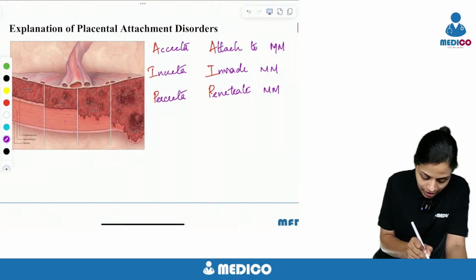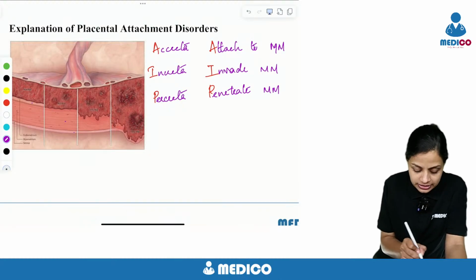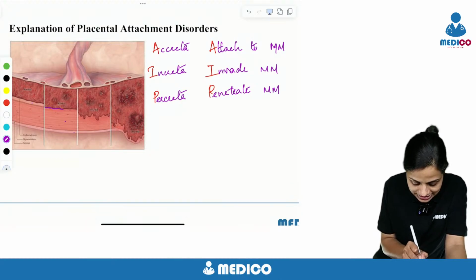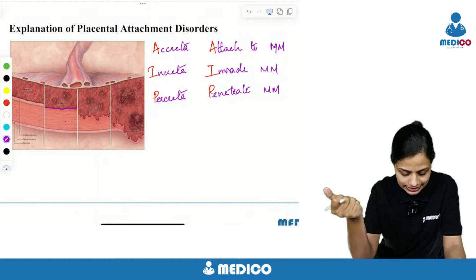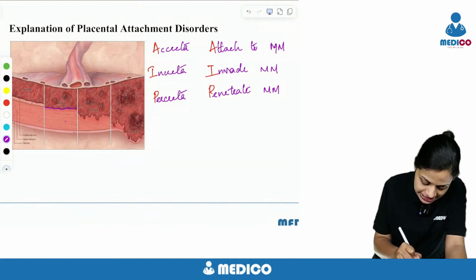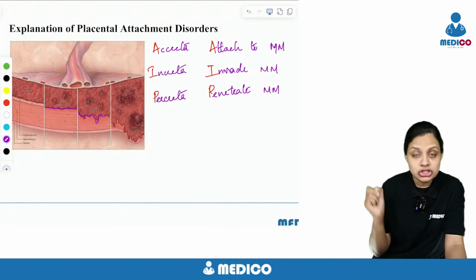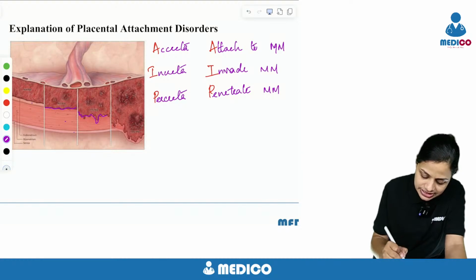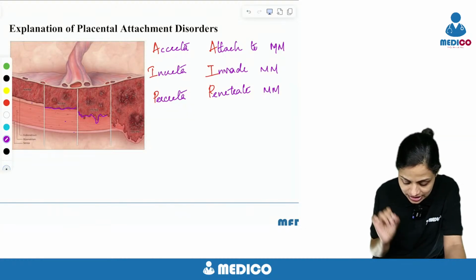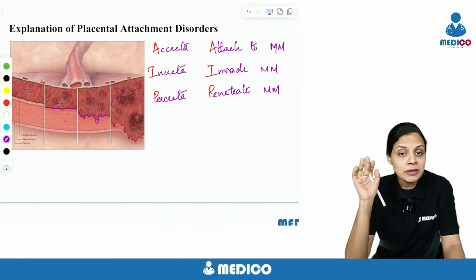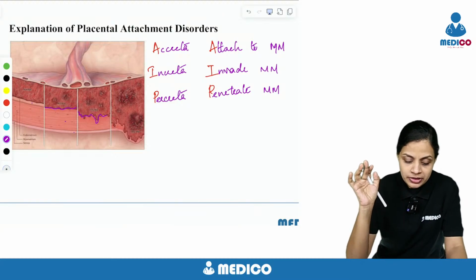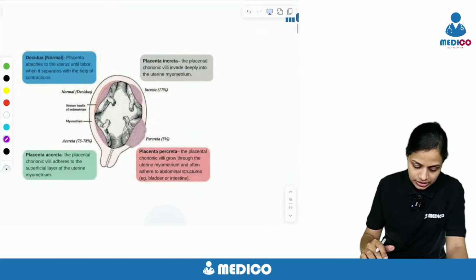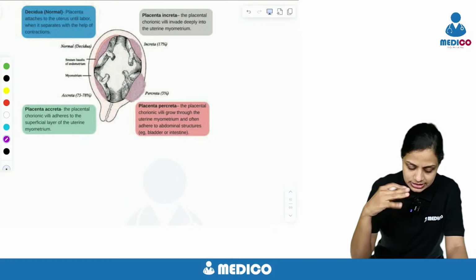Look at this, how there is no more myometrium here. The placenta has attached to the myometrium, which is called the accreta. Here the placenta has invaded into the myometrium, which is called the increta. And here the placenta has totally penetrated the myometrium and has reached the serosa, which is called the placenta percreta. Alright, is this clear so far? This is how it is.